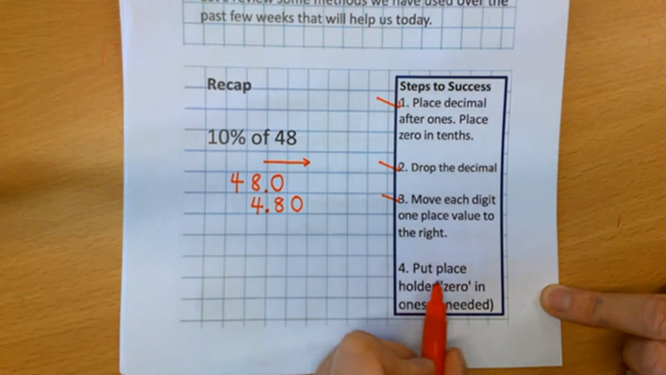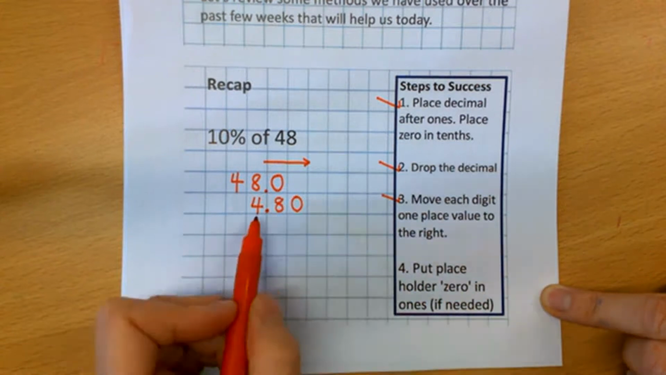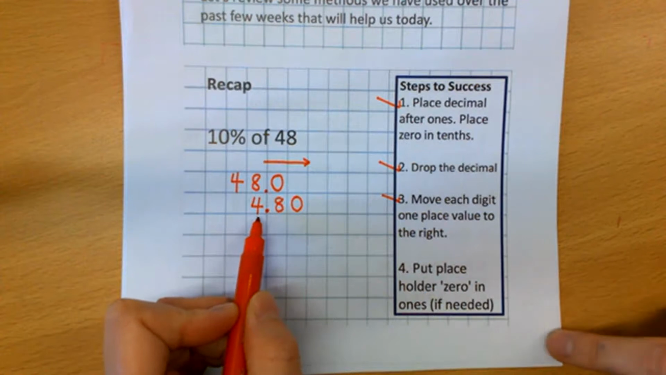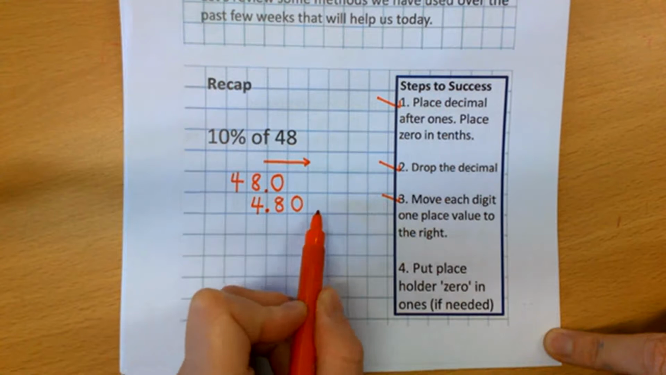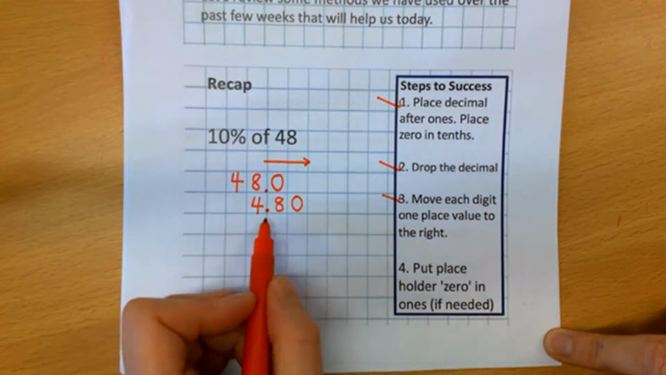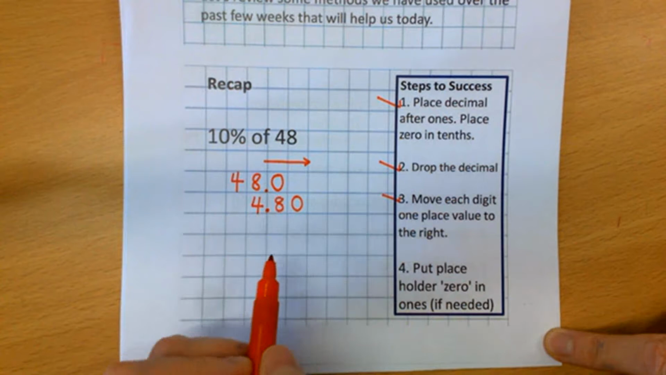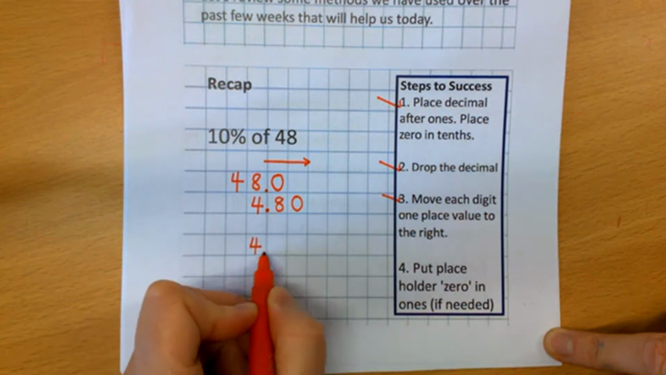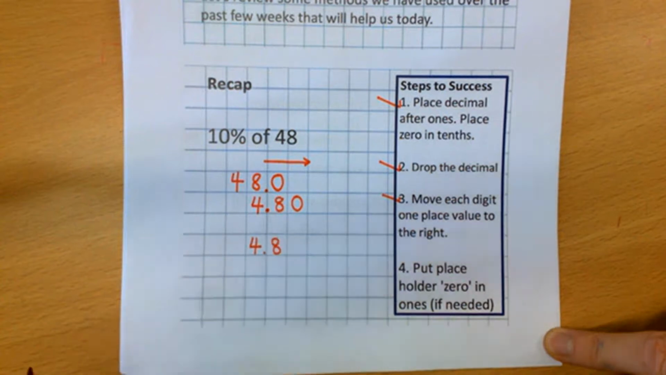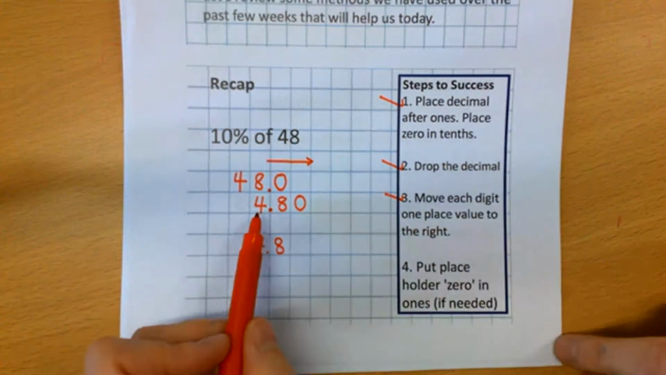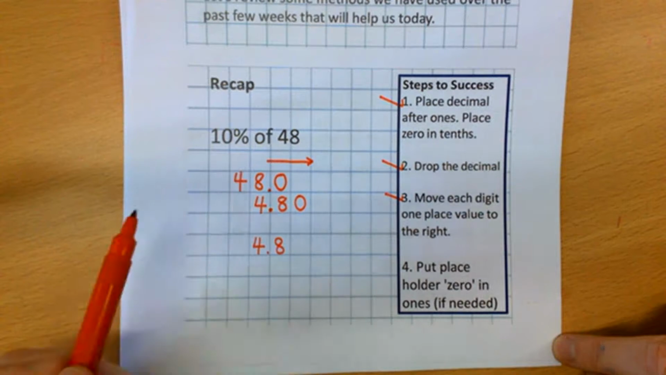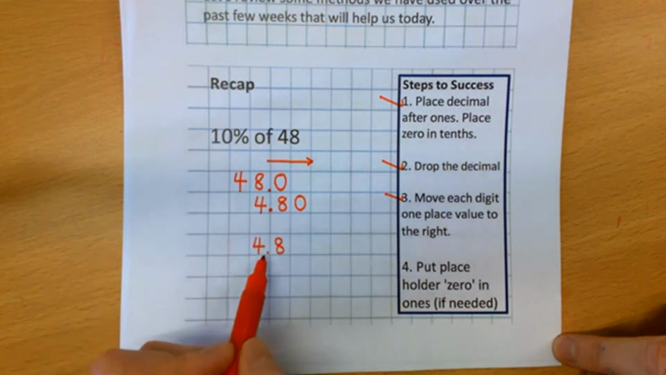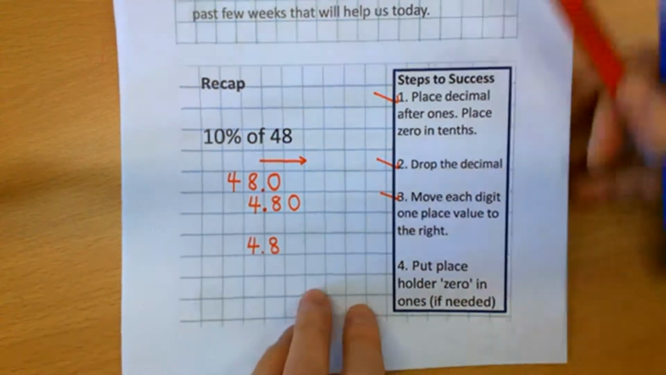Number 4 is place the holder 0 in ones if needed, but we already have a digit in the ones. Now we don't need a 0 at the end if there isn't another number there, so I can write it as 4.8 or 4.80. Okay, and this shows that this number is 10 times smaller than 48. So 10% of 48 is 4.8.